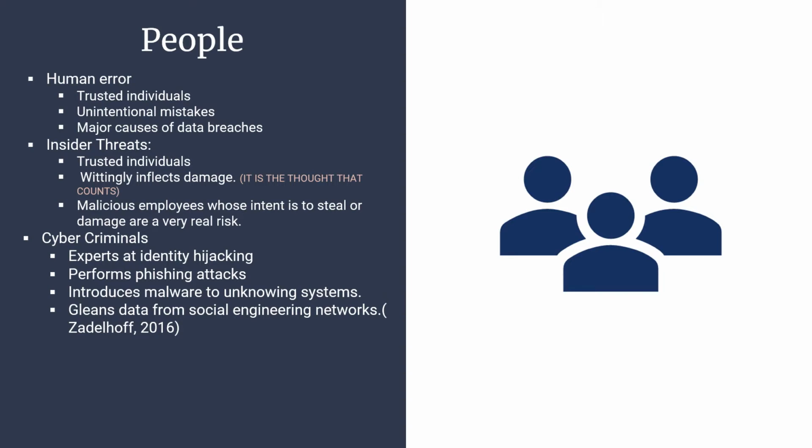There are three categories under the people area. There's human error, insider threats, and cyber criminals. Human error are mistakes that are made by trusted individuals. For example, an employee that is multitasking inadvertently sends confidential information to an external partner or customer because they have responded to the wrong email with proprietary attachments. This is not an intentional mistake, but it is very costly to an organization as well as its brand, potentially.